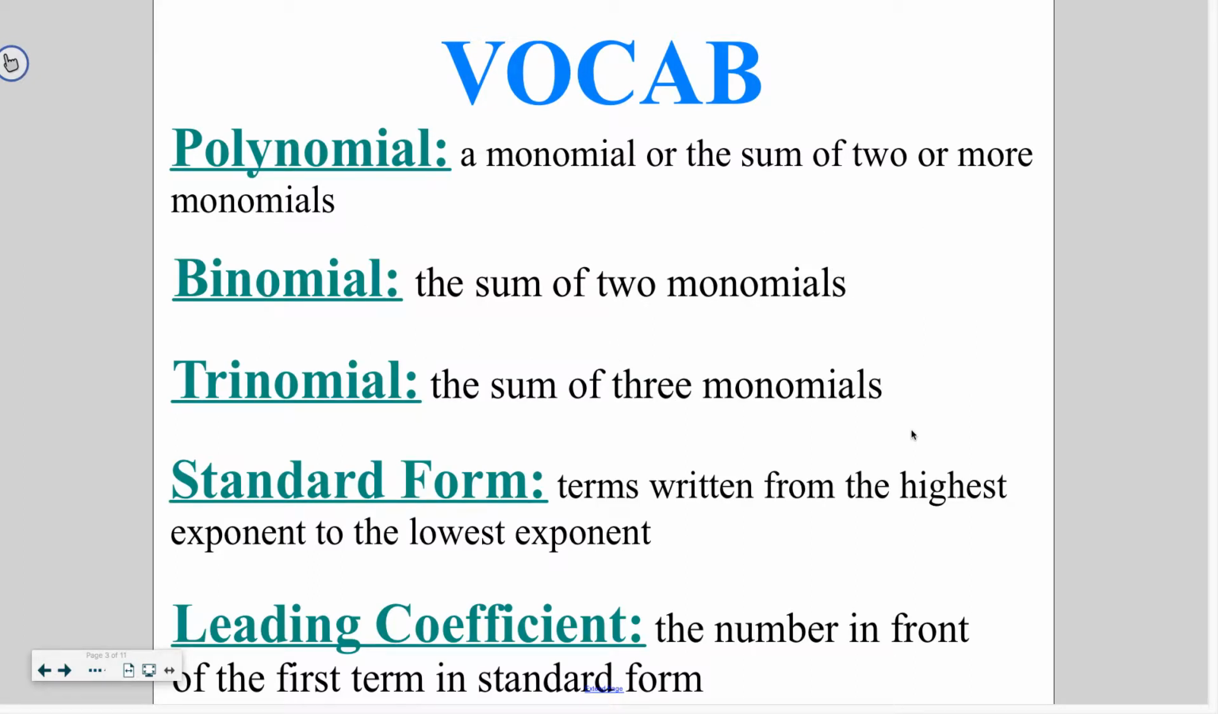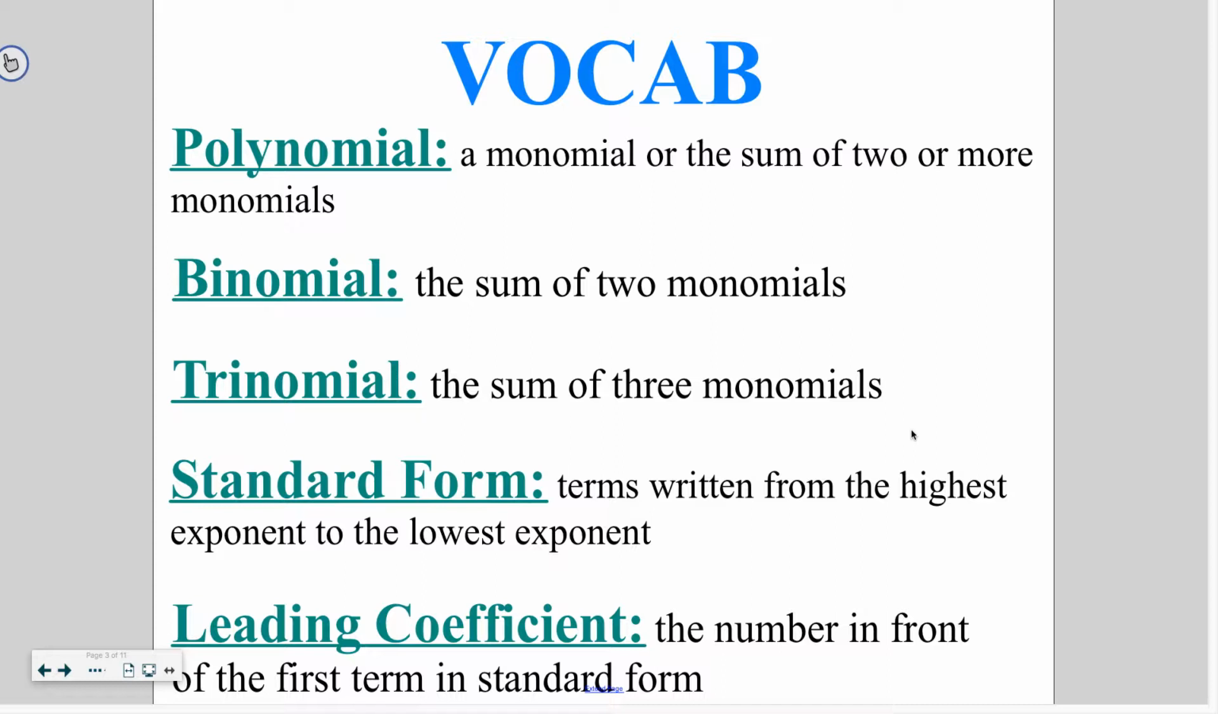A polynomial is a monomial or the sum of two or more monomials. Before, when we were talking about monomials, there was no addition or subtraction allowed. Now we are allowing addition and subtraction into the mix. There are still no negative exponents in polynomials, and there are still no variables in the denominator. If it is one of those cases, it's not a polynomial.